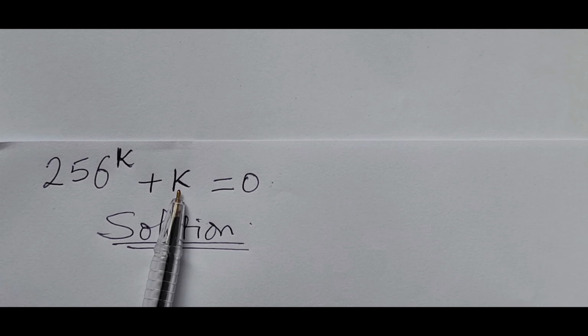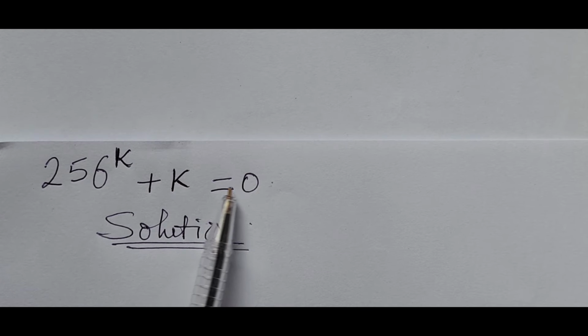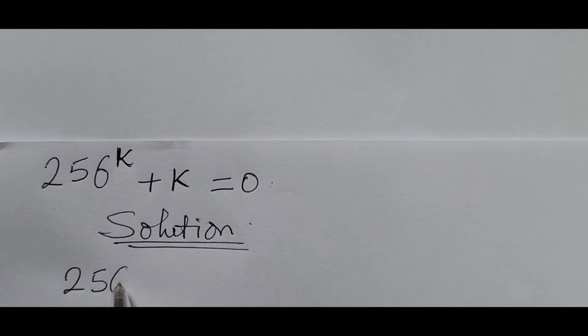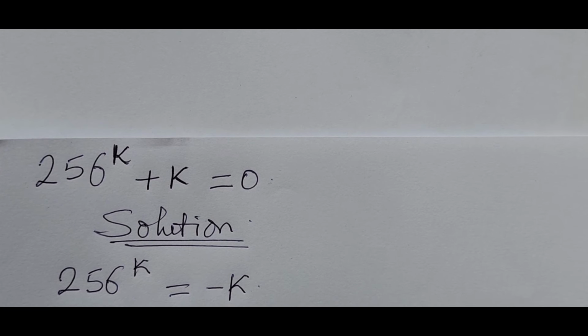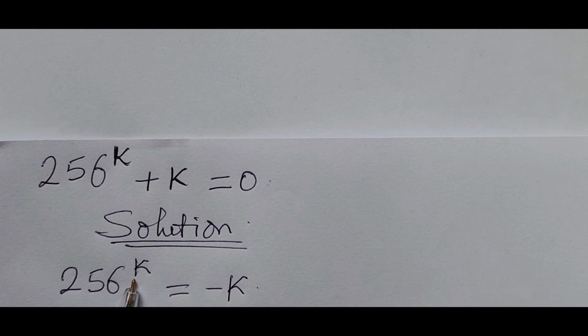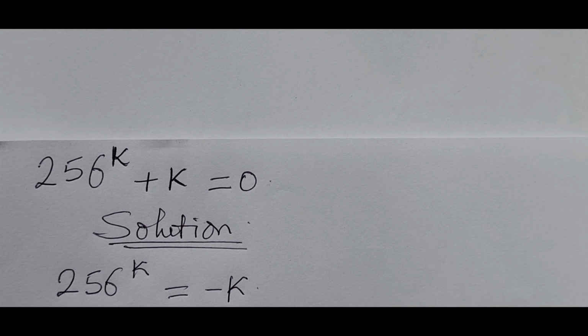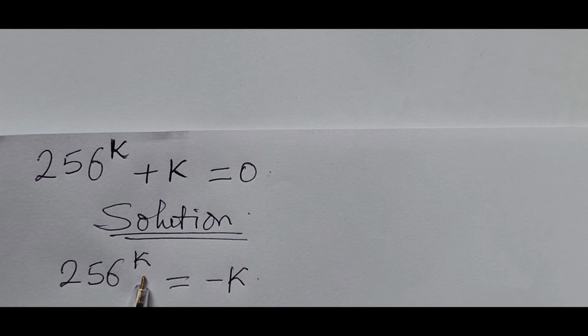Because we have this variable in the exponent, we just have to separate it. We want to move this k to the right-hand side of the equation, and so this is going to give us 256 to the power of k equal to minus k. Then we want to eliminate this variable k. In other words, we want to carry all the variables to one side, and the constant will remain on the other side. So what we do here, we have to raise both quantities to 1 over k, because we want to eliminate this k in the exponent.